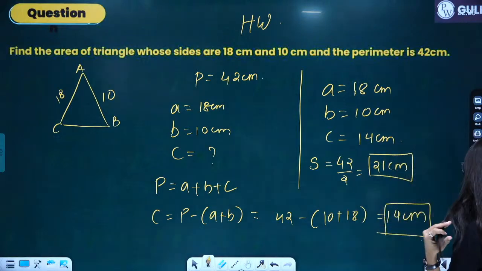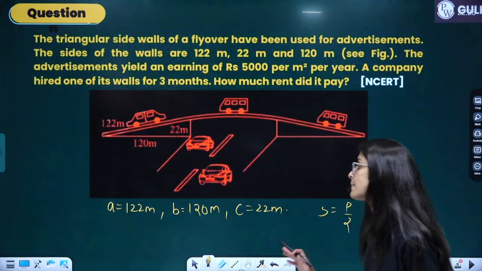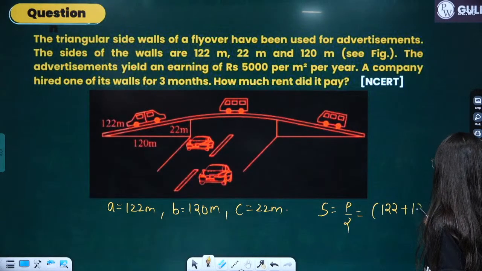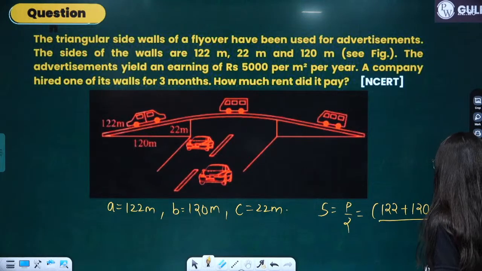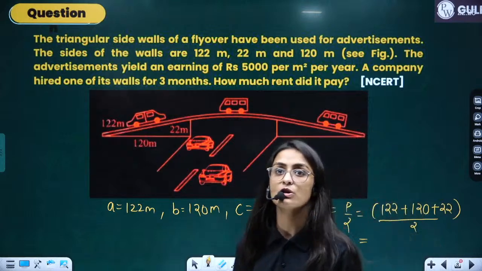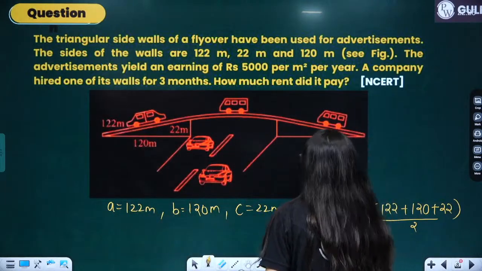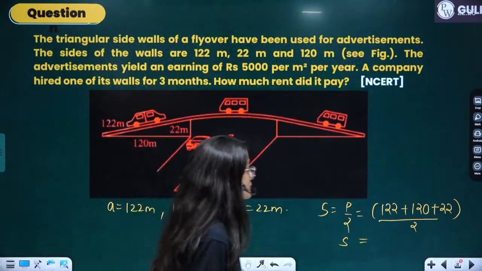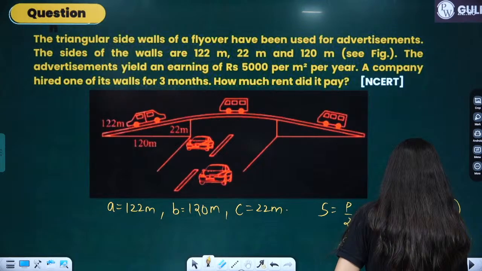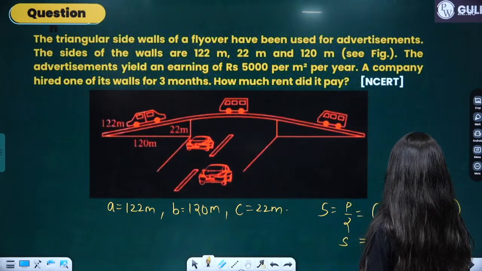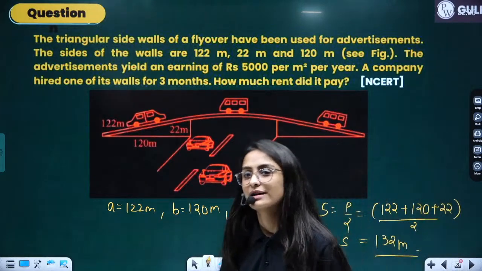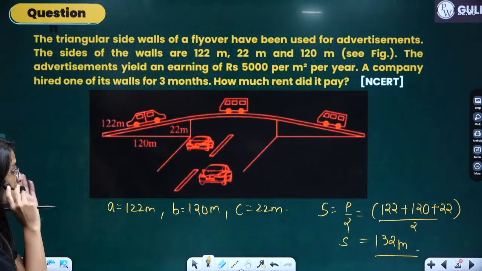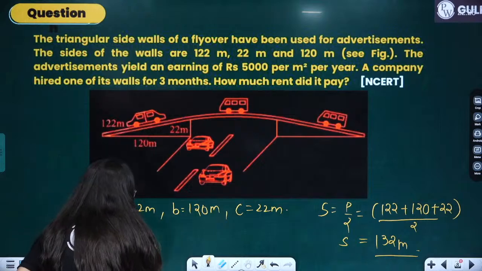So this one we have semi perimeter is equal to P by 2, where your P will be the perimeter, 122 plus, divided by 2. You find the perimeter. S is equal to 132. Semi perimeter is 132. Now you all know what are we going to do further.